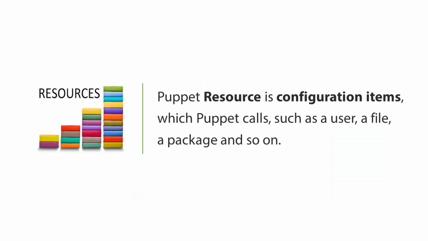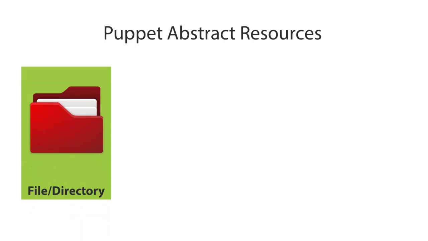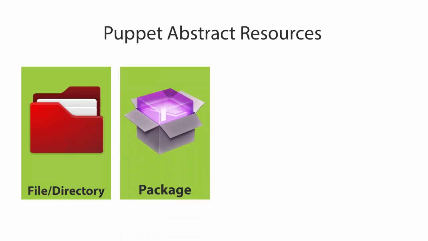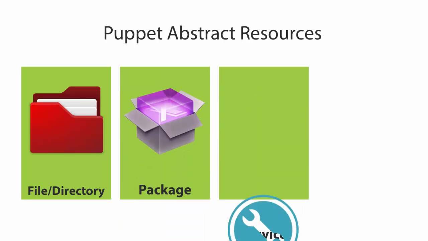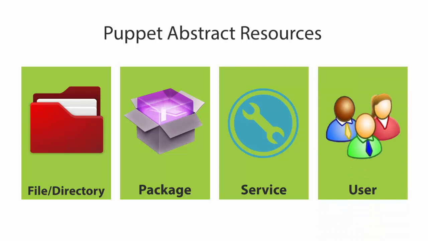Resource means it's a configuration item. Normally Puppet calls it like this. As a resource, normally we can use user, file, directory, package, and so on. When we configure Puppet resources, as I already told you, the file, directory, package, service, and users can be main Puppet resources. In this course, I will also focus on managing these kinds of Puppet resources.